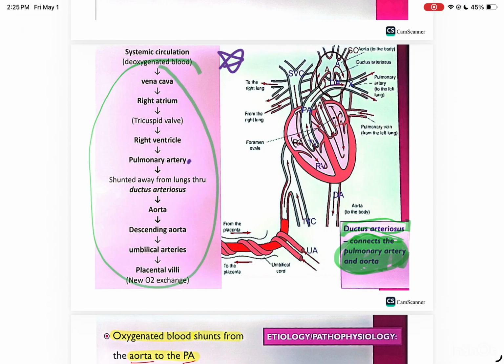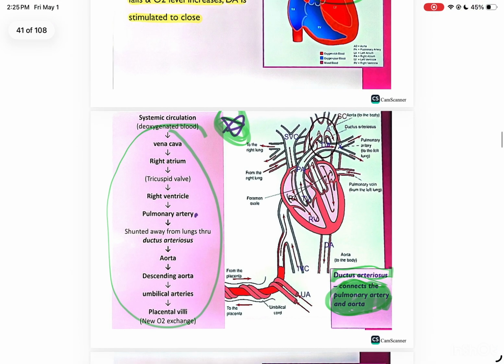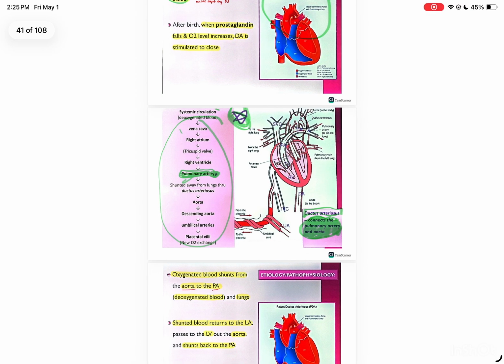So the ductus arteriosus connects the pulmonary artery and aorta. Is this normal? Is everyone born with a ductus arteriosus when they were a baby? Oh my gosh, I have to memorize this. So the answer is the pulmonary artery.